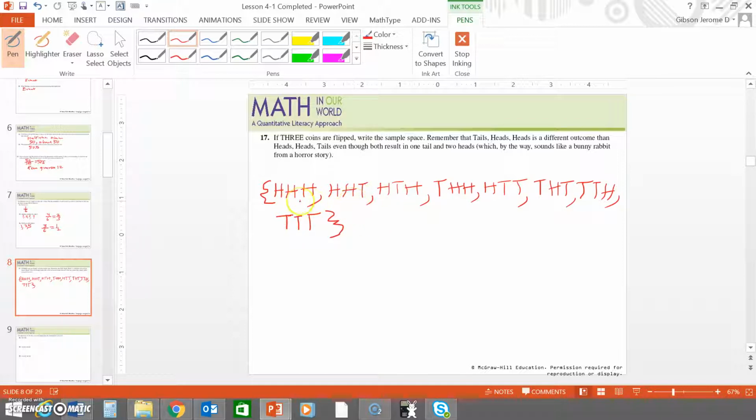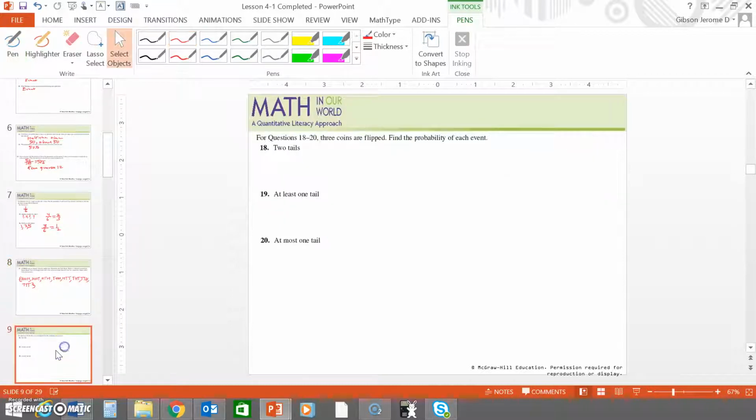So that should give us a total of 1, 2, 3, 4, 5, 6, 7, 8 outcomes. There are no other outcomes for flipping 3 coins. So these are all of the outcomes. Now we're going to use this to actually do problems 18, 19, and 20. So let's get to that. Now again, this is on page 303.